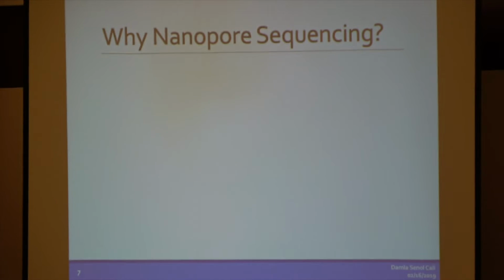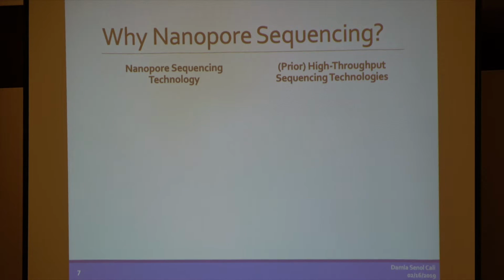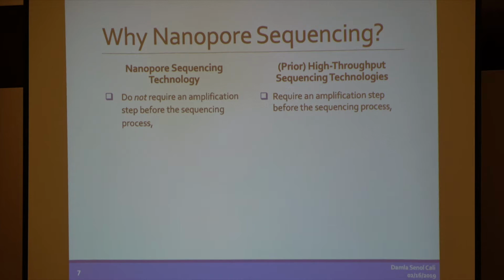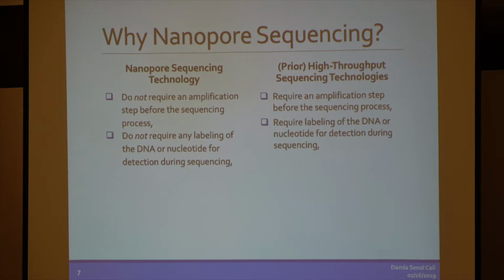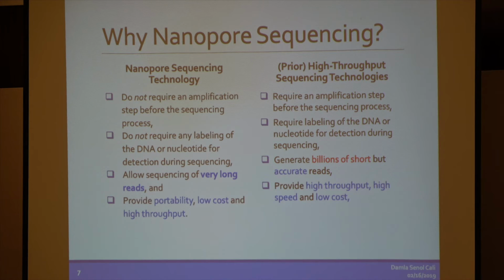So why is nanopore sequencing promising, and what are the advantages when we compare it with prior high throughput sequencing technologies? First of all, it does not require an amplification step before the sequencing process, and it does not require labeling of the DNA or nucleotides. With the help of these two advantages, it allows sequencing of very long reads, whereas the high throughput sequencing technologies were generating billions of short reads, but the advantage of these technologies was that they were accurate reads. Like high throughput sequencing technologies, nanopore also provides low cost and high throughput, but also, as I said, it's highly portable.